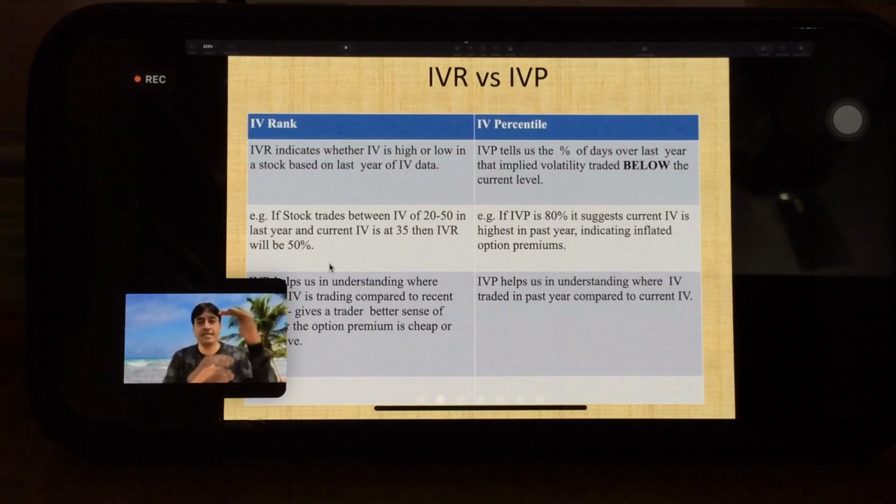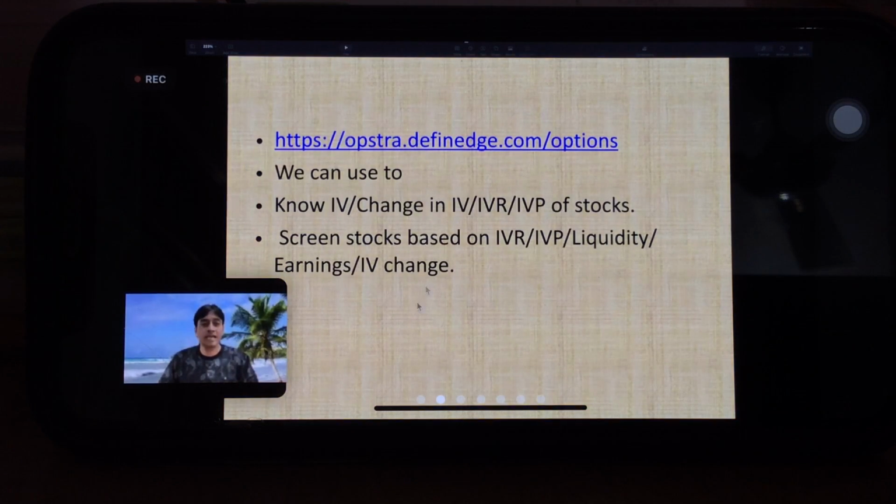IV rank will give us the exact location in percentage terms, while IV percentile compares against the past days. So when it was 86, it was 100%. It was trading above the last year's range. That's why both IVR and IVP were 100% at that time. So where can we get this? We can know IV, change in IV, IVR, IVP of stocks, and screen stocks based on IVR, IVP, liquidity, earnings and IV change.